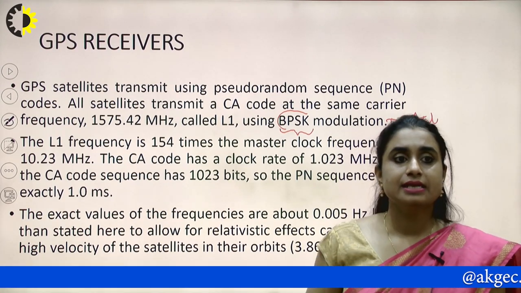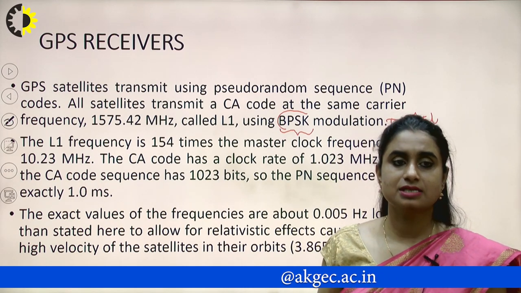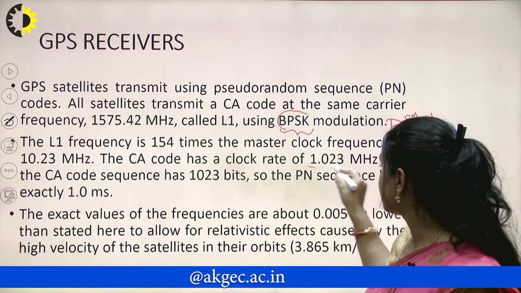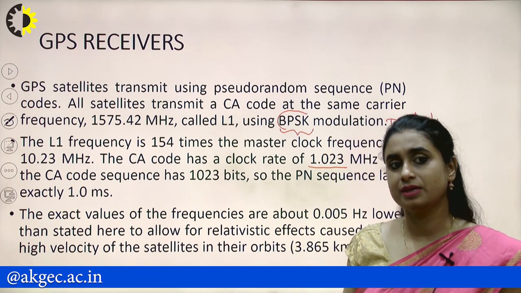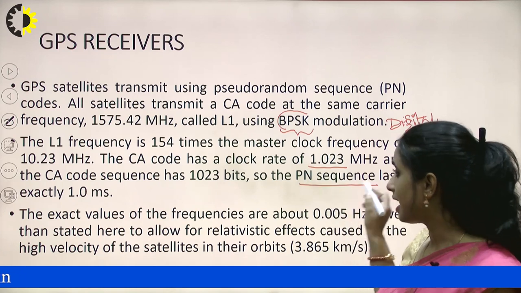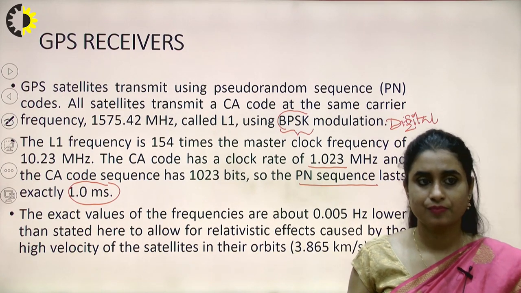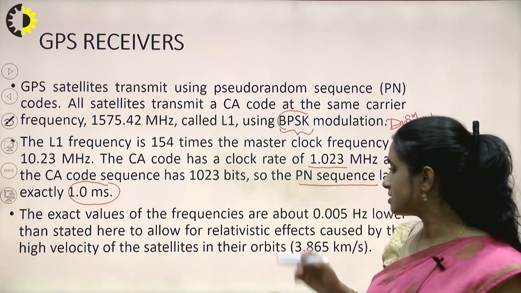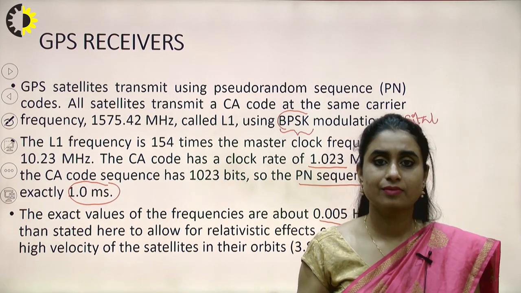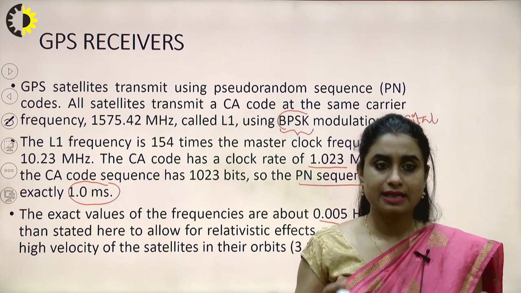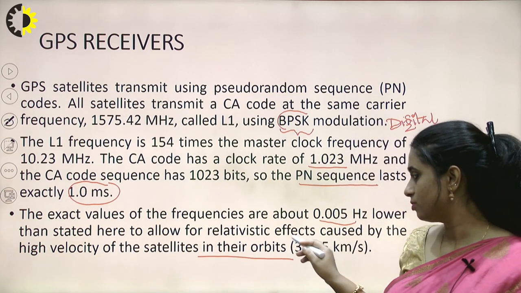The L1 frequency is 154 times the master clock frequency of 10.23 megahertz. The CA code has a clock rate of approximately 1.023 megahertz, and the CA code sequence has 1023 bits. So the PN sequence lasts exactly 1 millisecond. This is the calculation we have drawn from here. The exact values of the frequencies are about 0.005 hertz lower than stated. It is to allow for relativistic effects caused by the higher velocity of satellites in their orbits. They usually move with this much velocity.